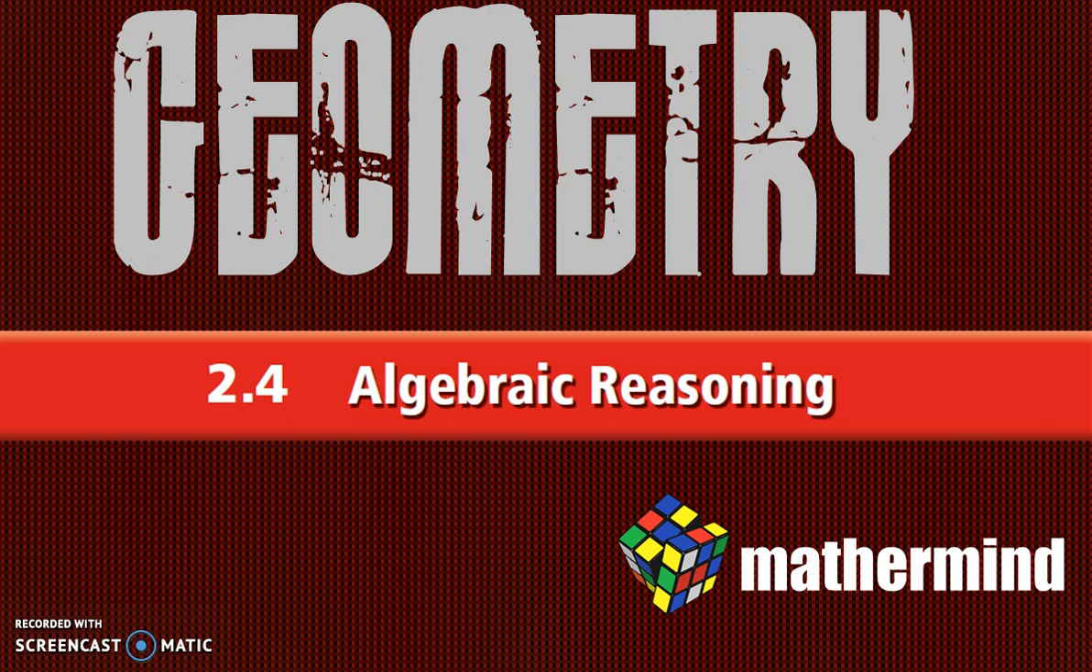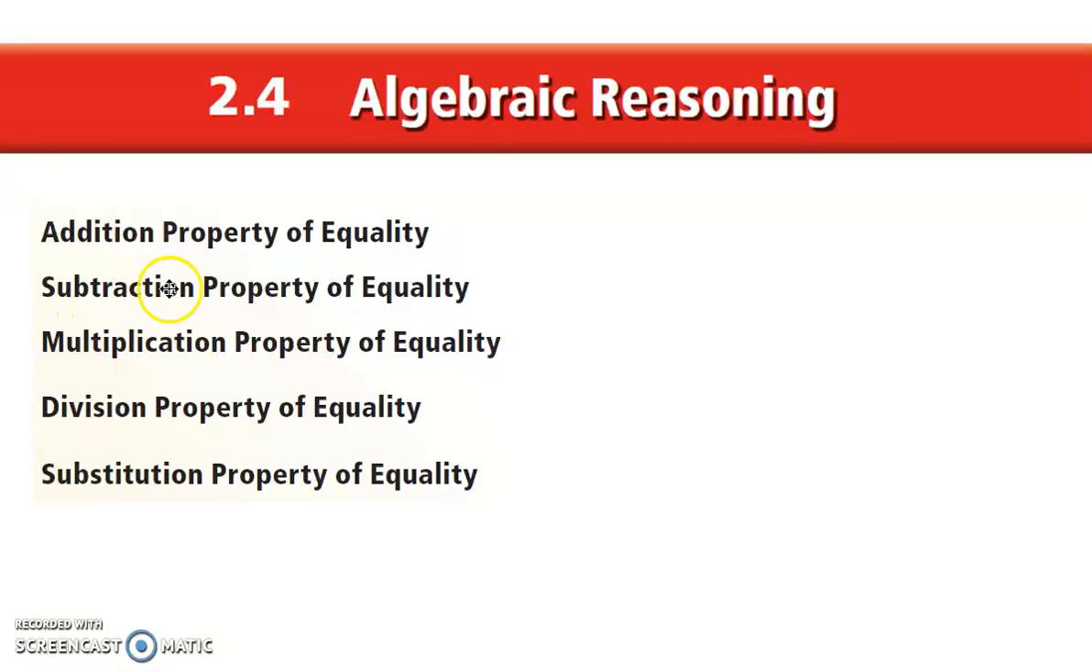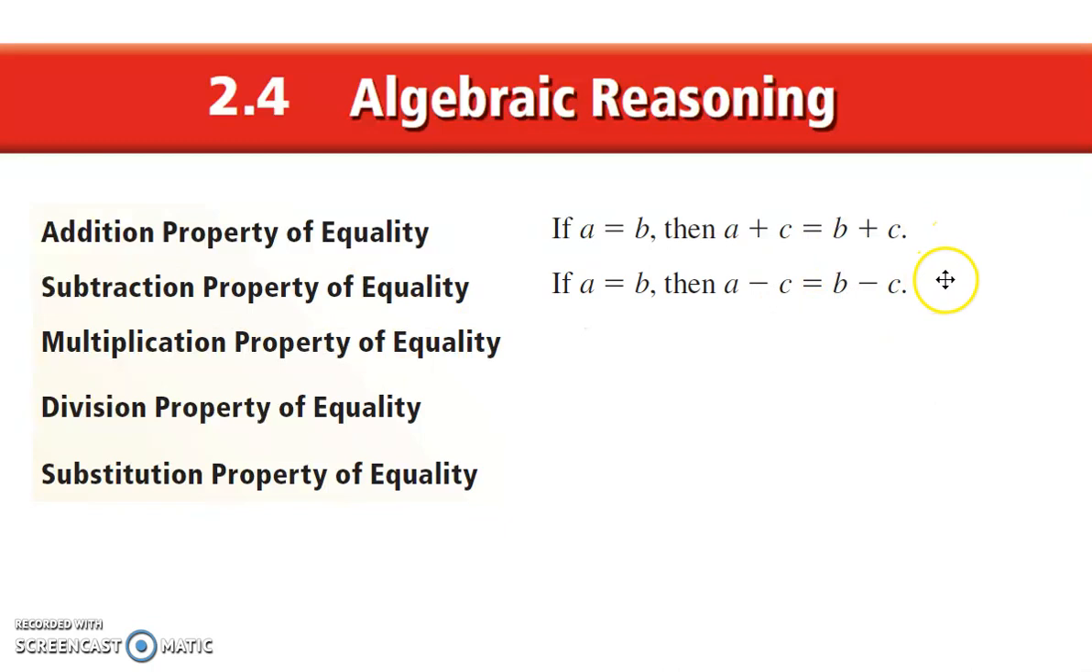Okay, we're going to look at a few properties that you should already know. The addition property of equality means if you have an equation, you can add the same thing on each side of the equation and it's still equal. Subtraction property of equality, you can subtract the same amount on each side of an equation, with the equation still being true. Multiplication property means you can multiply by the same amount on each side as long as you're not multiplying by 0 and the equation is still true.